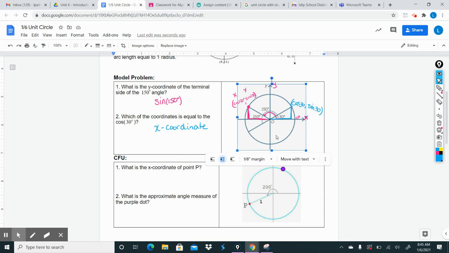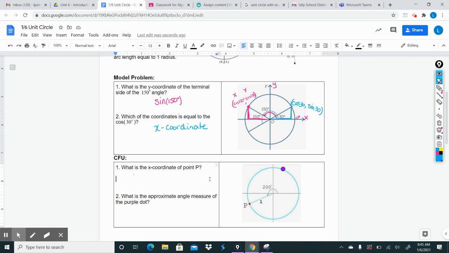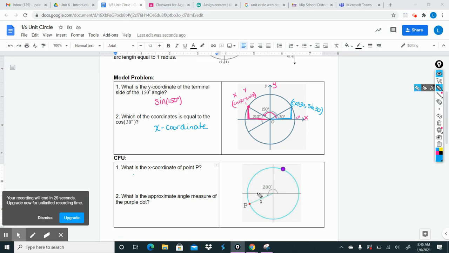All right, so on our check for understanding, hopefully you've answered a little bit and you understand a little bit what you were doing. What is the x coordinate of point P? So here we have point P here. We have a 200-degree angle. We bring that down. The x coordinate, again, sine is our y, cosine is our x. So we have the cosine of 200 degrees as our x coordinate.